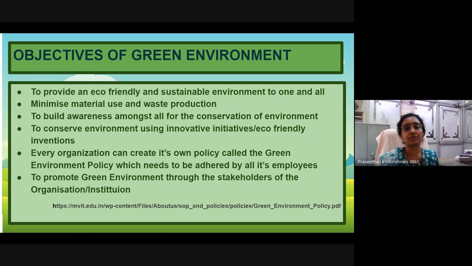Come, let us view the objectives of green environment. The main objectives are to provide an eco-friendly and sustainable environment to one and all, to minimize material use and waste production, to build awareness amongst all for the conservation of the environment, and to conserve the environment using innovative initiatives and eco-friendly inventions. Every organization can also create its own policy called the Green Environment Policy, which needs to be adhered to by all its employees.